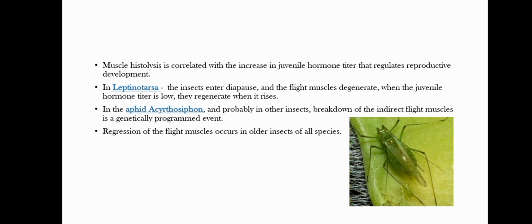And in the case of the aphid Acyrthosiphon and in other insects, the breakdown of these indirect flight muscles is a genetically programmed event. And this regression of the flight muscles is also found in other groups of species. And this is the picture of the Acyrthosiphon aphid.